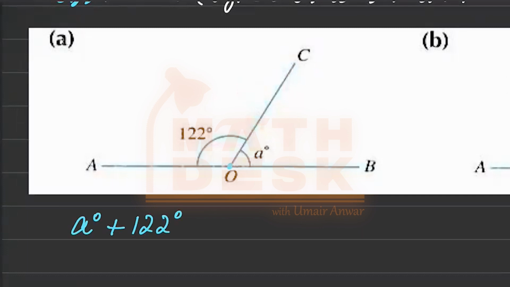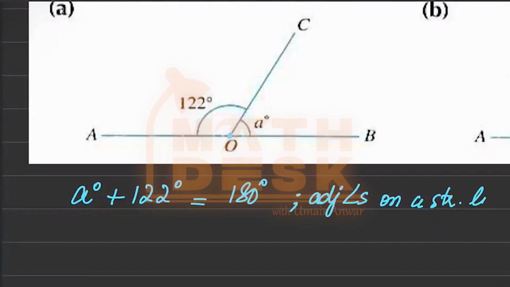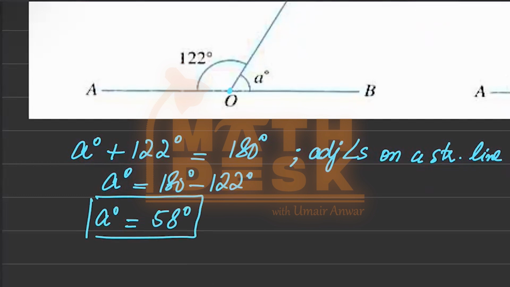So if I add these two angles, we would get 180 degrees. And the reason that we would write is adjacent angles on a straight line. That is why we have added them and written their sum as 180 degrees. If I try to find the value of A from this relation, we get A equal to 58 degrees. So the value of A is going to be 58.